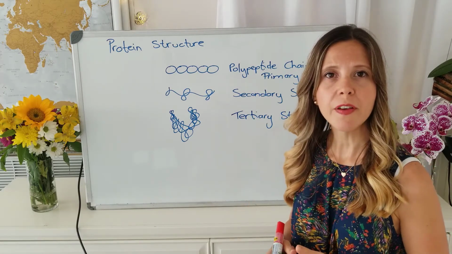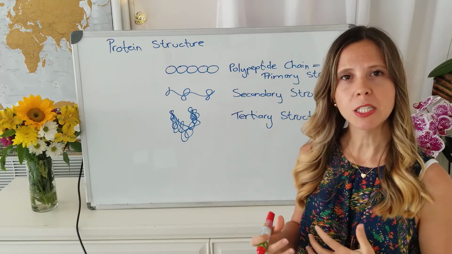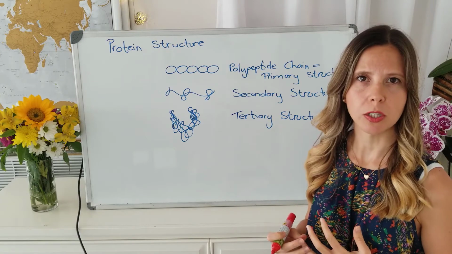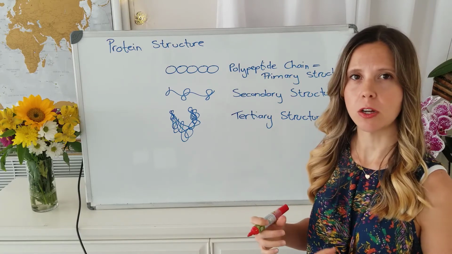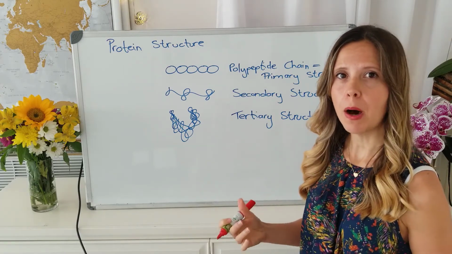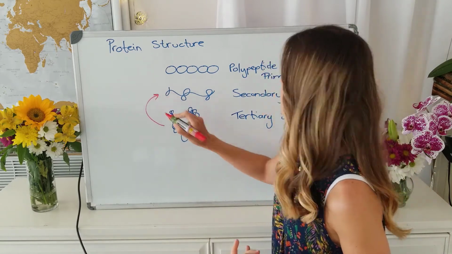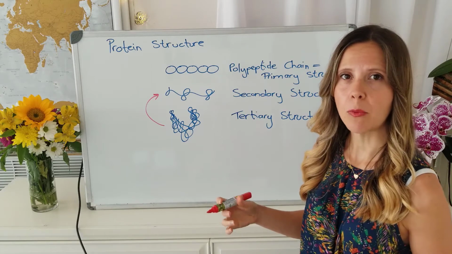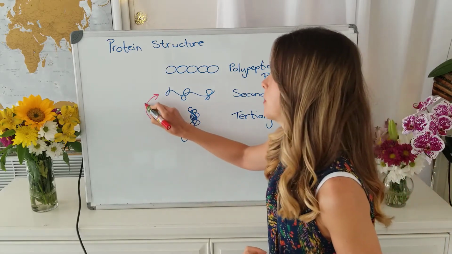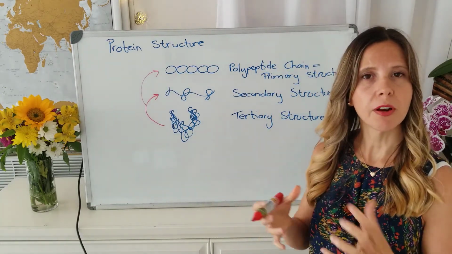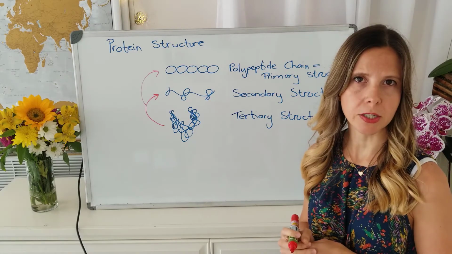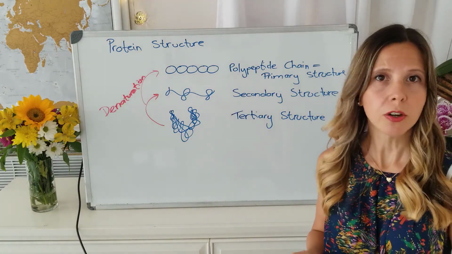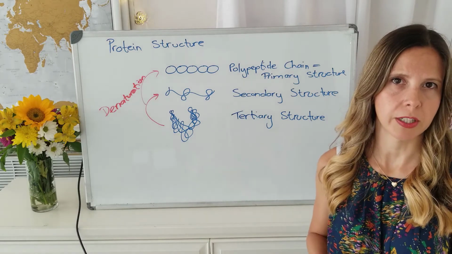For example, at very high temperatures, the bonds between our amino acids will start to break, and the protein structure can start to unravel. We can either get partial unraveling back to the secondary structure, or the protein could completely unwind back to its primary structure. This process of unraveling the protein is known as denaturation. When denaturation occurs, the protein can no longer function.